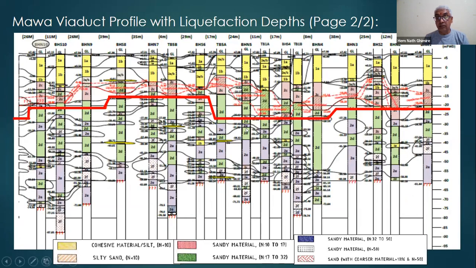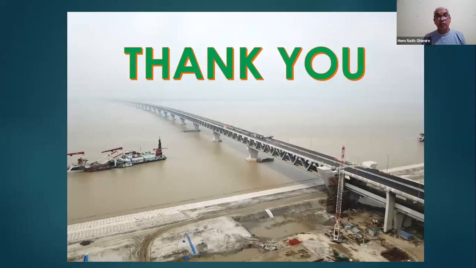So this is the main geotechnical aspect of the Padma Bridge and some other information. I think my time is also nearly over. So let us discuss. If you want to know something more, we can go into detail.